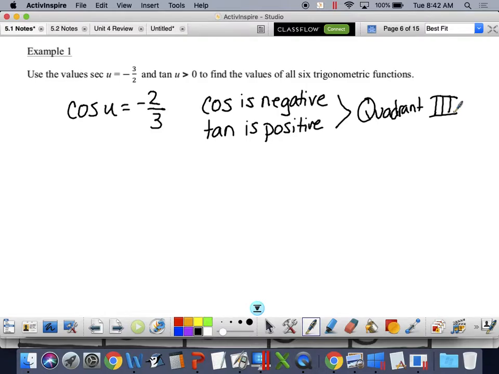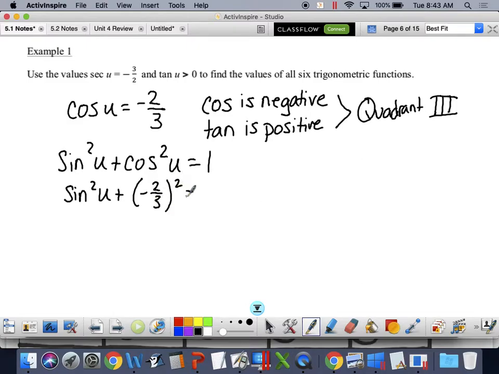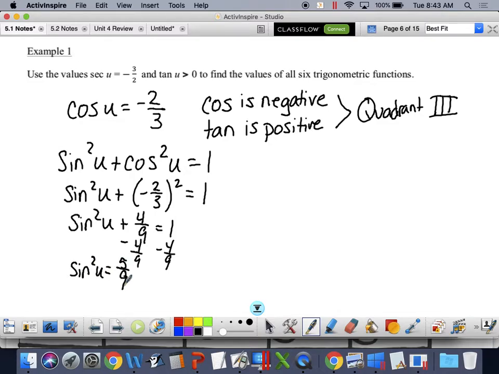Let's start with sine. In order to figure out sine, I'm going to use one of the Pythagorean identities that says sine squared plus cosine squared equals 1. I'm going to plug in the value that I have for cosine. So I get sine squared u plus negative 2/3 squared equals 1. I get sine squared u plus 4/9 equals 1. I subtract 4/9. I get sine squared is equal to 5/9. I then take the square root of both sides and I say, okay, the sine of u is the square root of 5 over 3, right? I had to take the square root of the numerator and the square root of the denominator.